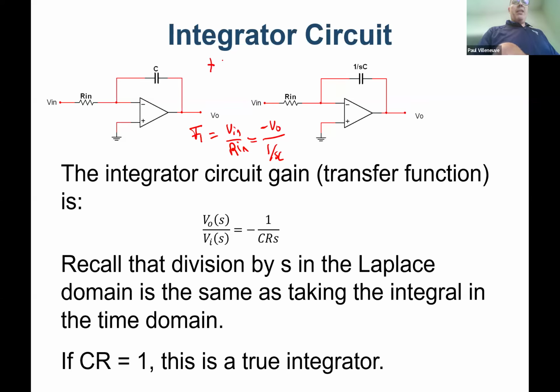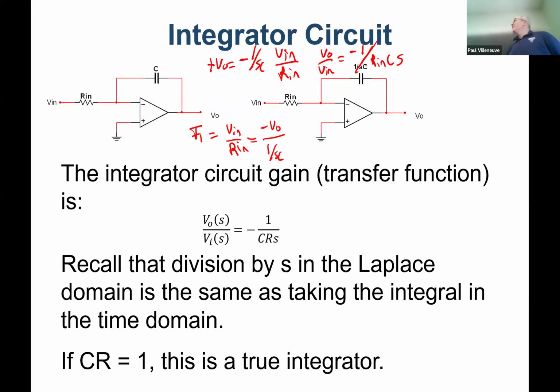So positive V out is equal to negative 1 over SC times Vin over Rin. And V out over Vin is going to be equal to negative 1 over Rin C times S. What mathematical property in the time domain is equivalent to dividing by S in the Laplace domain? You all remember? Just an integrator, right? So dividing by S in the Laplace domain is exactly the same thing as taking the integral in the time domain. So you built an integrator here.